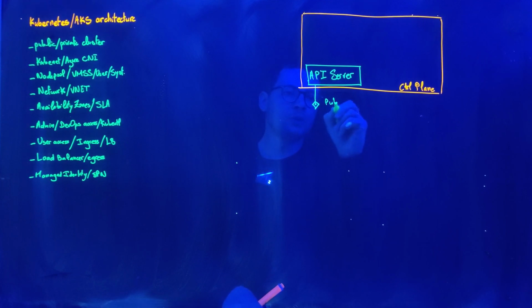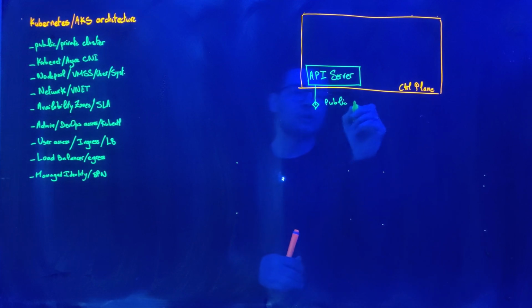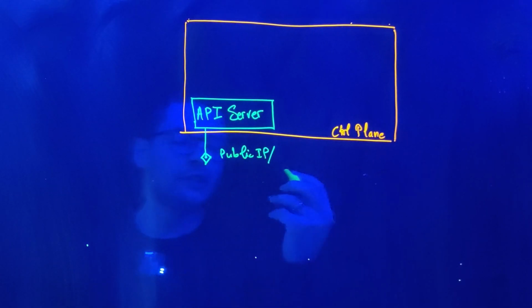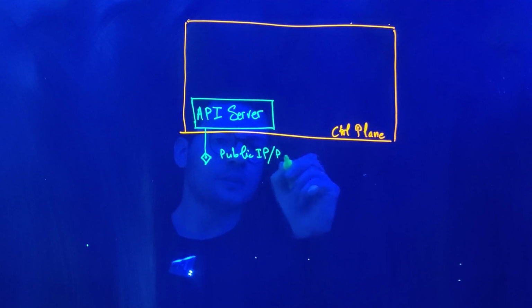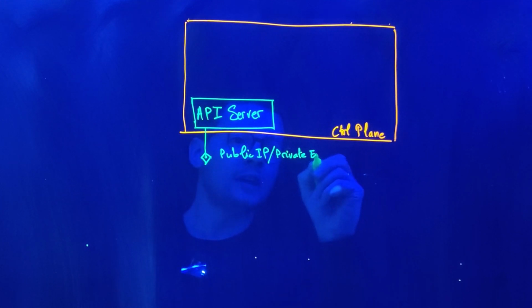By default, when we create a Kubernetes cluster, that would be a public cluster. It means it would have actually a public IP that will expose this API server. And it could be also a private cluster. Private means that this API server will be exposed through a private endpoint.